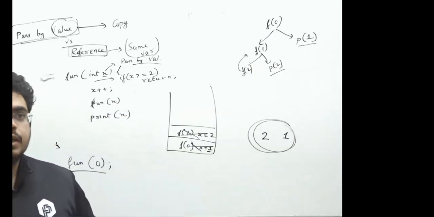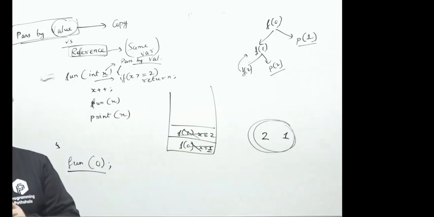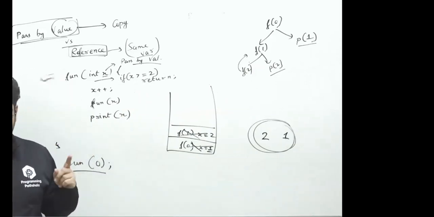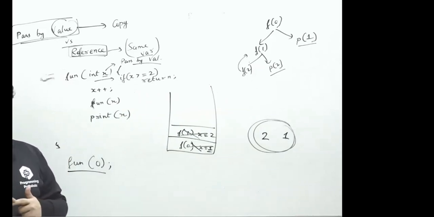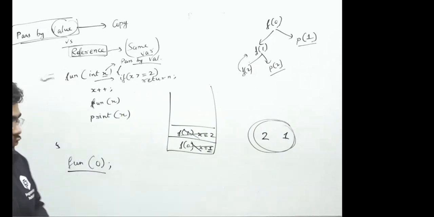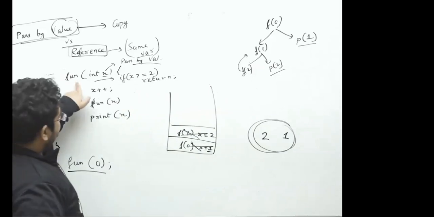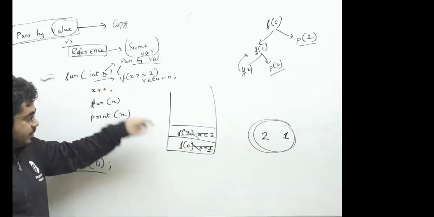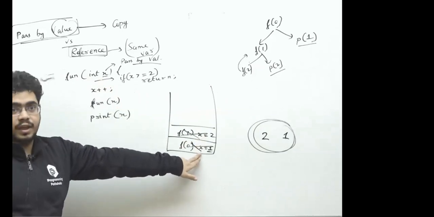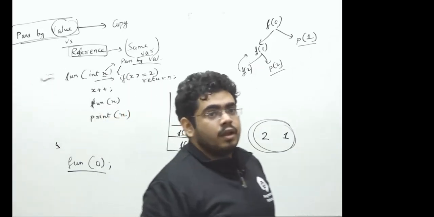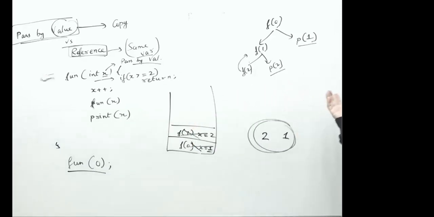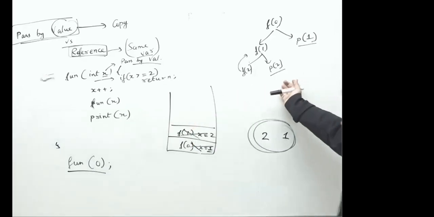Okay. So here we had passed x by value. What happens when I pass x by value? Each function had its own copy. So f of 1's x was different from f of 2's x or f of 0's x. Are you all clear with this? Just go with the tree always. Tree seems okay.